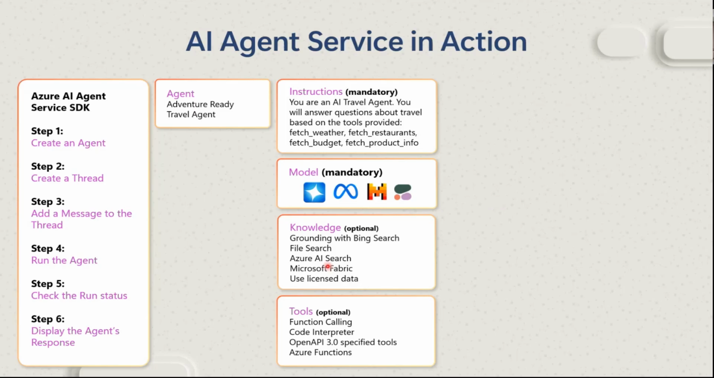In this case, these are demonstrations. You can also get data from Microsoft Fabric, and you can use other licensed data. I have a developer API in TripAdvisor, getting information and reviews from TripAdvisor, which I actually disabled for this demonstration. Then you have other tools. Function calling is one of the most widely used. I'll demonstrate that.